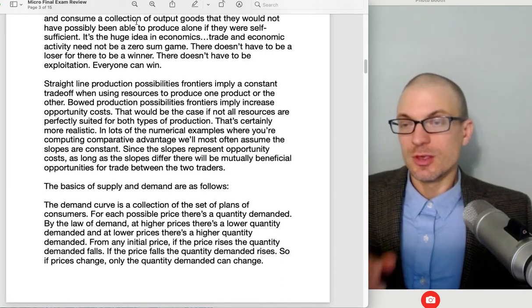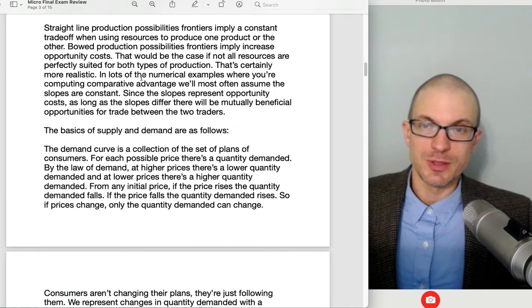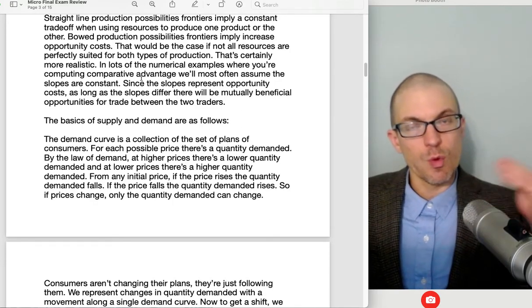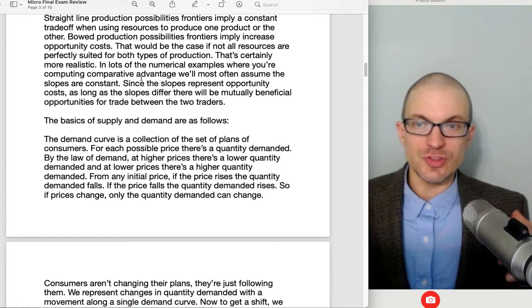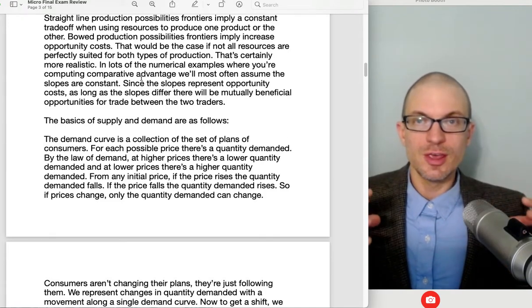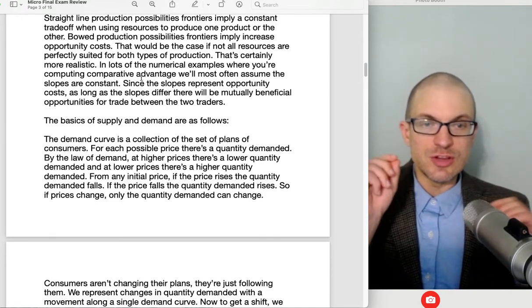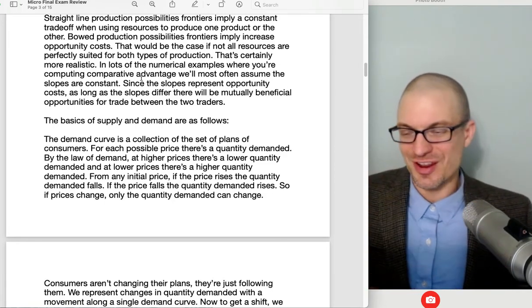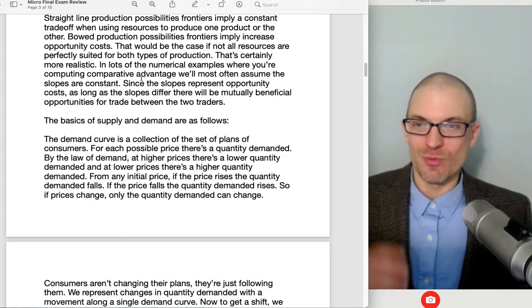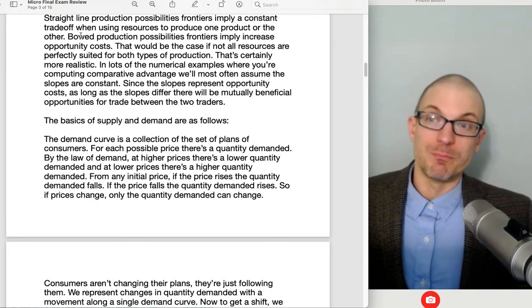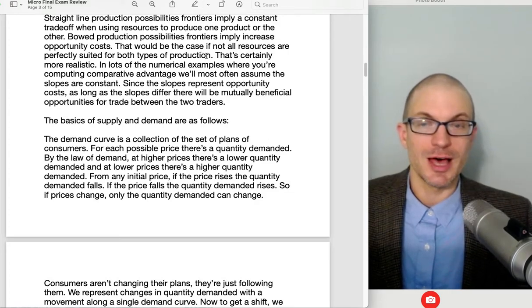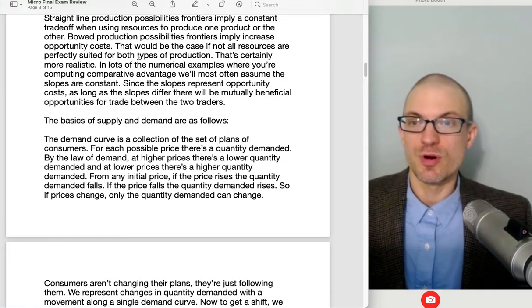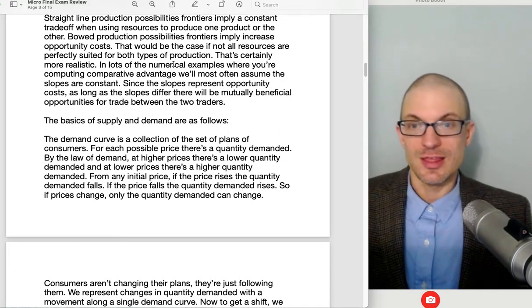Everyone can win. If we use a straight line production possibilities frontier, this is implying a constant trade-off between using the resources for one of the outputs and the other. So the idea would be the resources that you're using are perfectly suited to each, so that the amount that you're currently producing has no bearing on the rate of trade-off necessary to get more of one good or the other. Bowed production possibilities frontiers imply an increasing opportunity cost. That would be the case if not all the resources were perfectly suited for both types of production. That's actually probably most realistic.